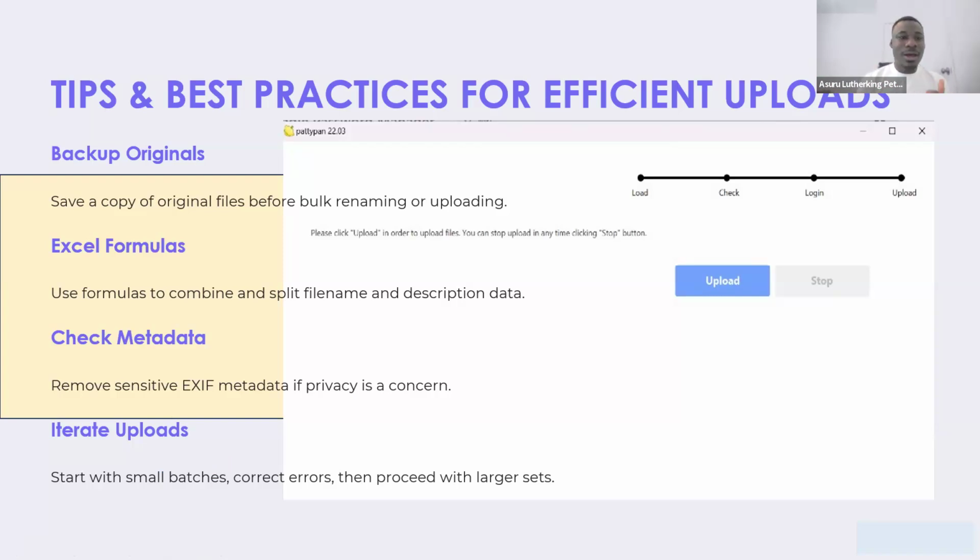A very good practice for efficient upload is to check your metadata very well. Remove sensitive EXIF metadata if you have privacy concerns. It's at your discretion to decide what you think is suitable to go on Wikimedia Commons and what is not. Privacy concern is a great topic of interest, and deciding what is private and what is not private is at the discretion of the author.